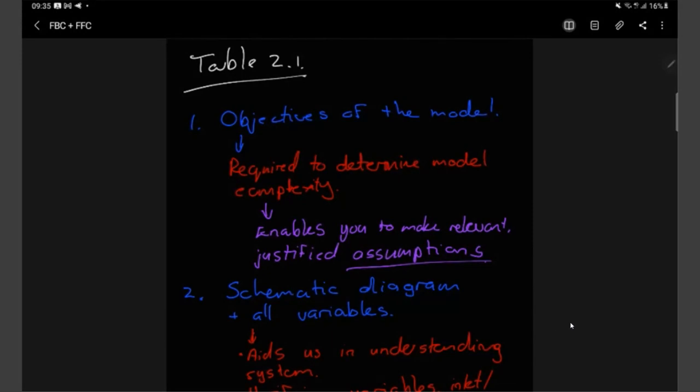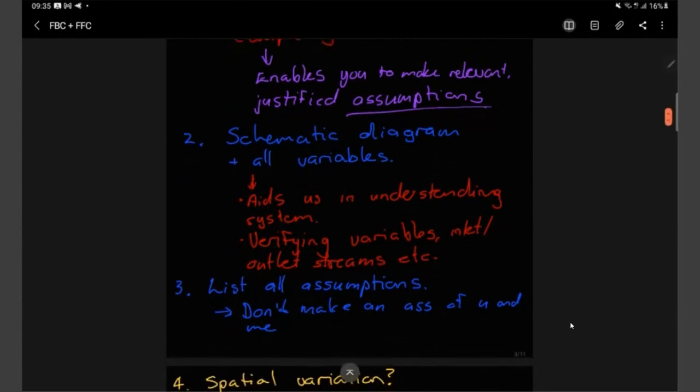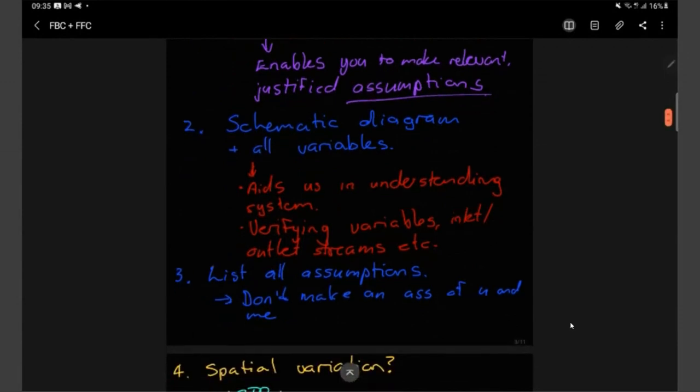And this, like I said, aids us in understanding the system as well as verifying that we are actually including all the variables or inlet and outlet streams that we are supposed to. And just take note that the inlet and outlet streams I'm referring to are not necessarily pipelines. These streams, I'll put them in quotation marks, can refer to energy streams, so energy losses and inputs in other forms, like an electric heating element or something like that, which is not necessarily an actual stream.